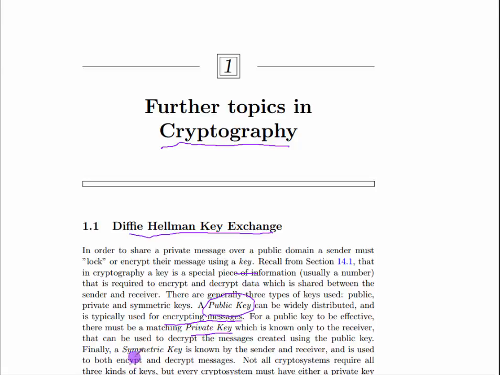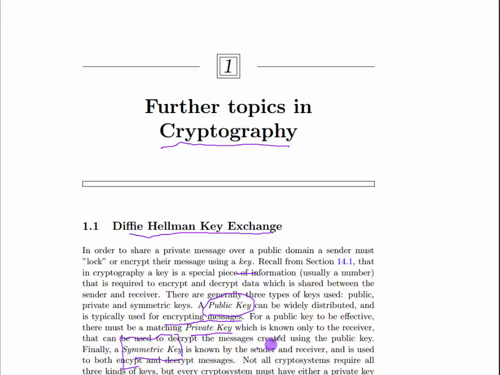In some cases, there's a key known to both sender and receiver that's called a symmetric key. So only those two people know the symmetric key, and they both use it to send and receive messages. So one scenario you can have in cryptography is you have two people, and they want to set up a symmetric key, but they don't have one yet.